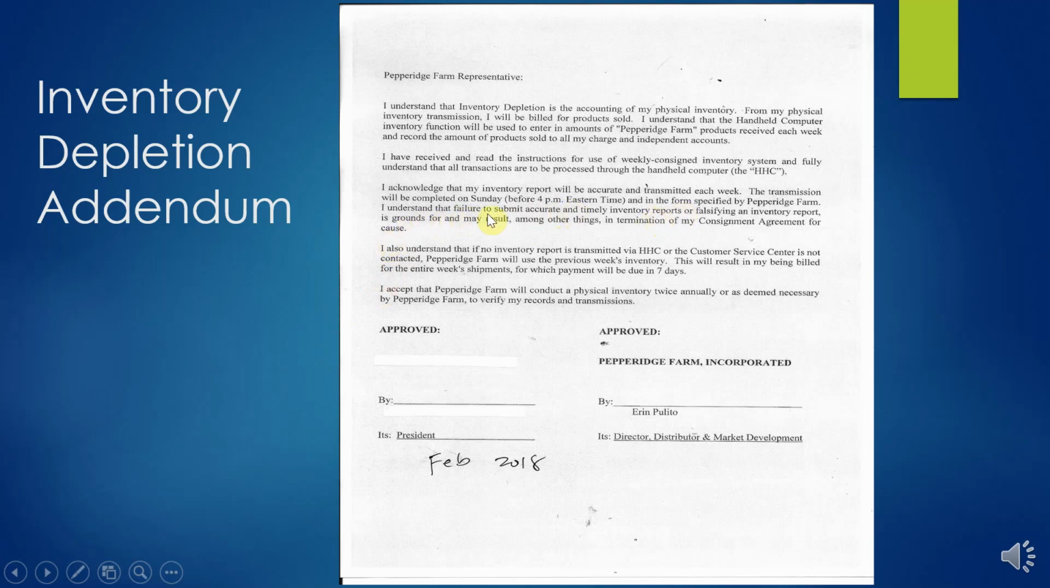And in the form specified by Pepperidge Farm. I understand that failure to submit accurate and timely inventory reports or falsifying an inventory report is grounds for, and may result, among other things, in my termination of the consignment agreement for cause. The one concerning part is, I understand the failure to submit accurate and timely inventory reports. What happens if you make a mistake and you were not intentionally falsifying? Can you lose your contract for cause? Many distributor customers back in 2000 refused to sign this letter.